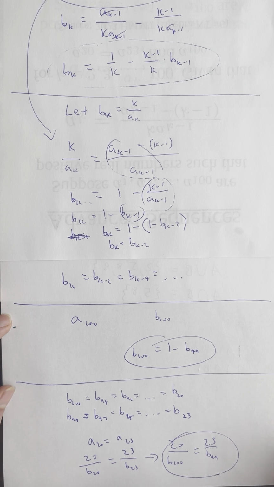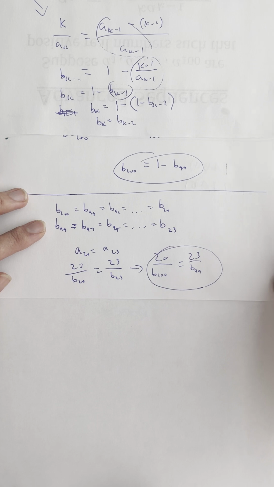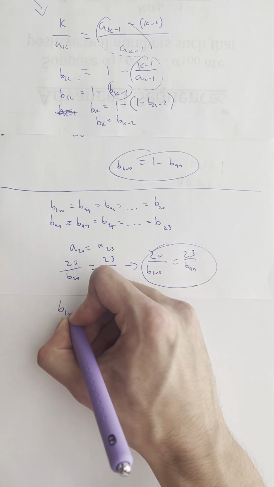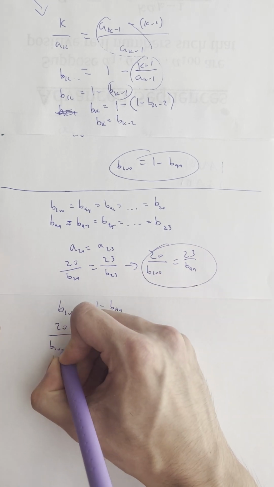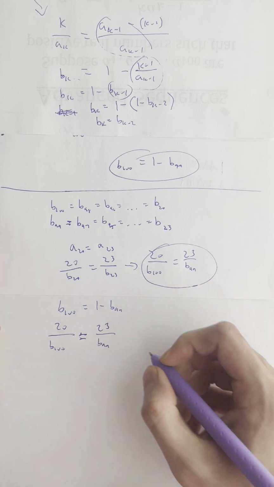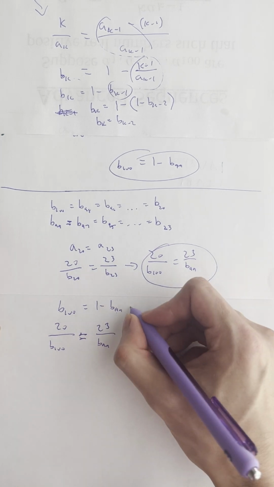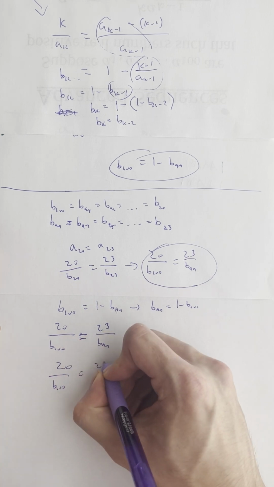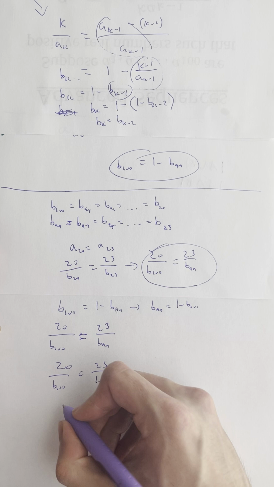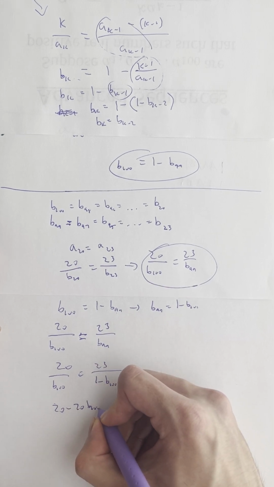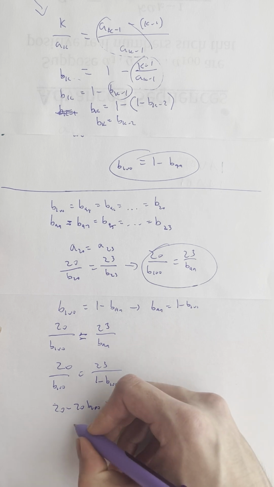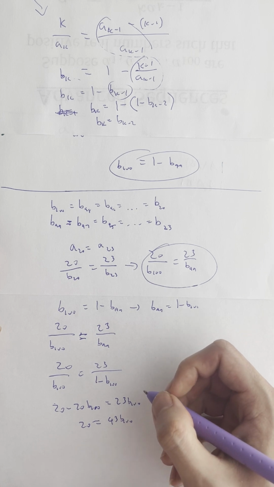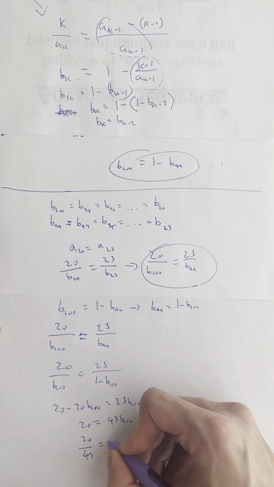I'm going to solve this system real quick on another sheet. So we've got B100 is equal to 1 minus B99, and 20 over B100 is equal to 23 over B99. Let's get B99 by itself in this equation and plug it into here. B99 is equal to 1 minus B100. So 20 over B100 is equal to 23 over 1 minus B100. So 20 minus 20 B100 is equal to 23 B100. 20 is equal to 43 B100. So 20 over 43 is equal to B100.